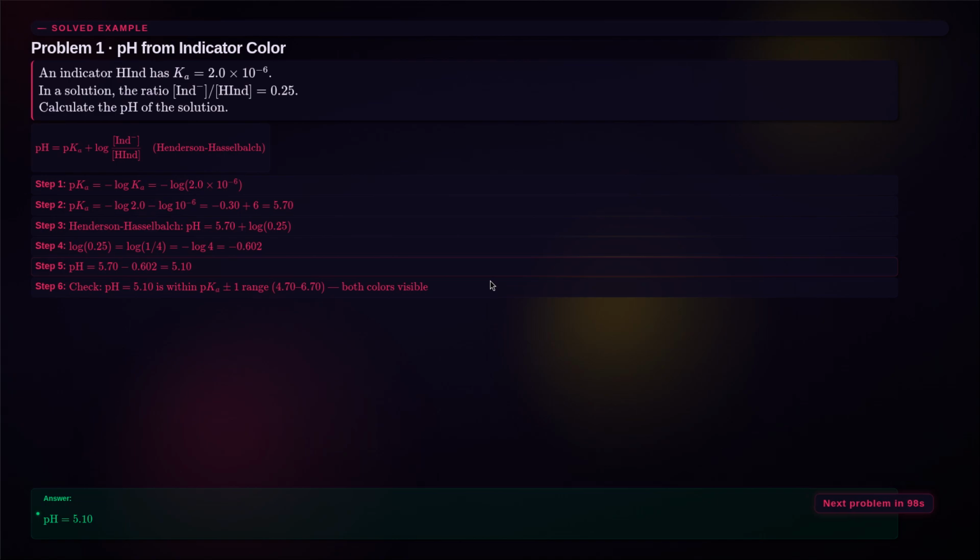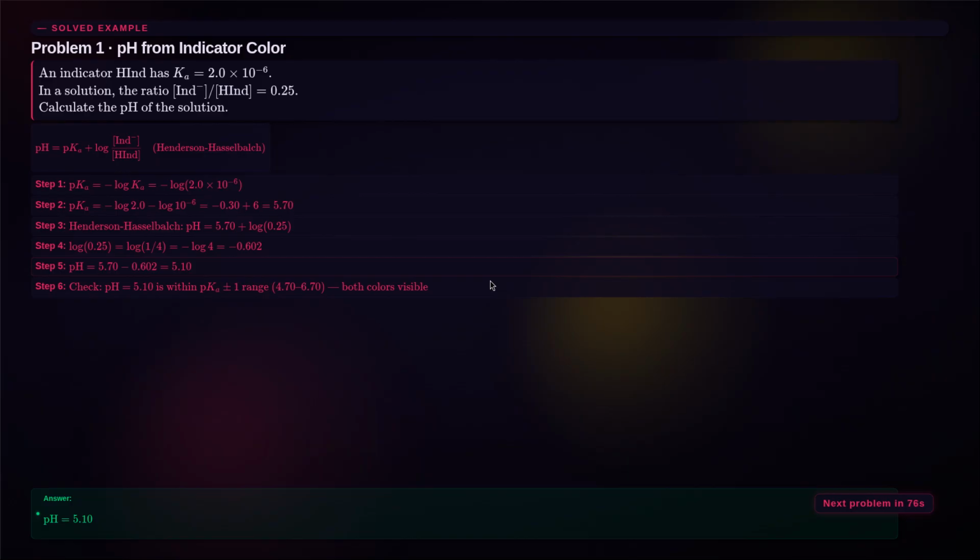Step 1. pKa equals negative log of Ka. Step 2. pKa equals negative log 2.0 times 10 to the negative 6 equals 5.70. Step 3. Using the Henderson-Hasselbalch equation, pH equals pKa plus log of the ratio.